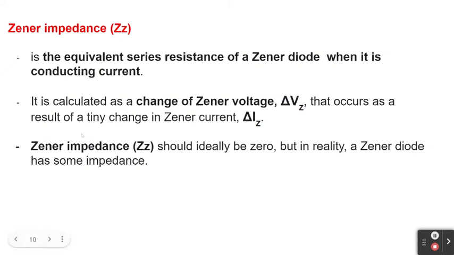And this occurs as a result of a very small change in the Zener current, which we will also call delta IZ. So the delta VZ refers to the change of Zener voltage, and the delta IZ refers to the change in the Zener current. Now, the Zener impedance ZZ should ideally be zero, but in reality, a Zener diode has some impedance.